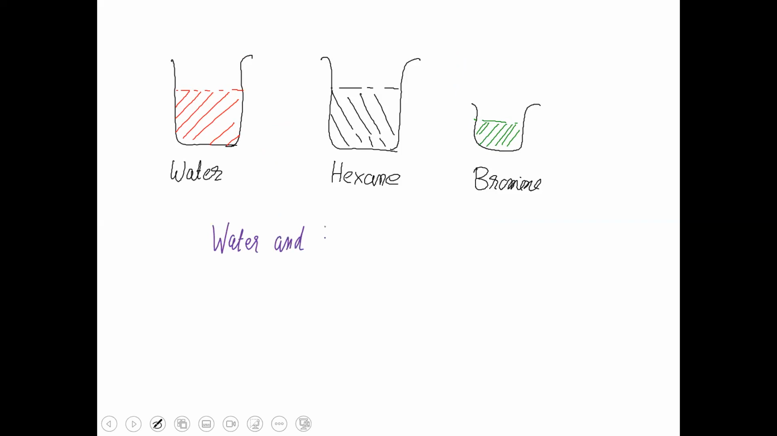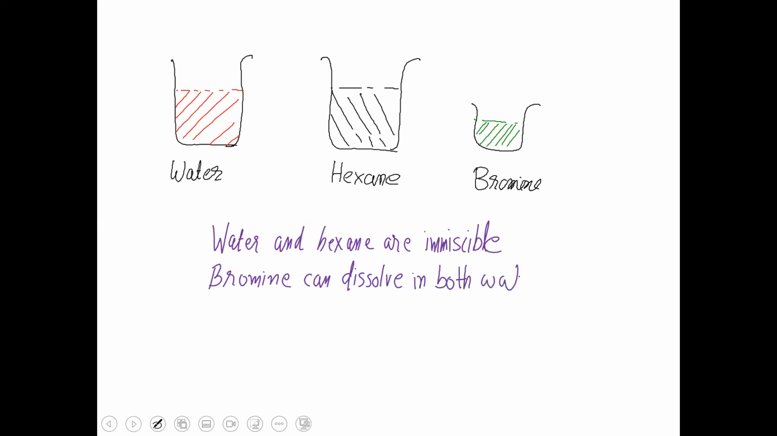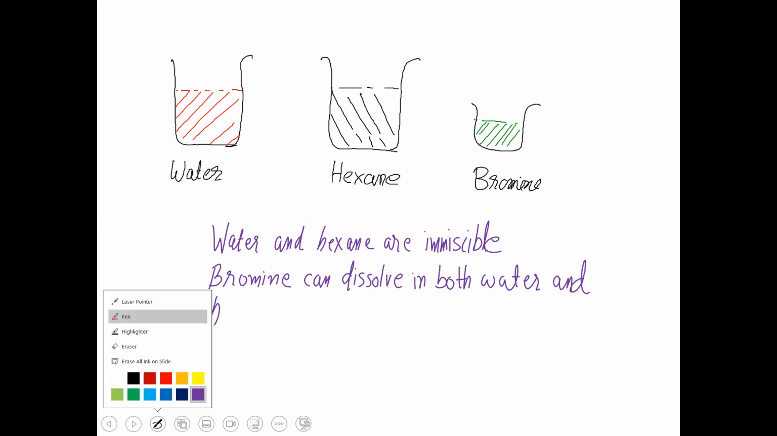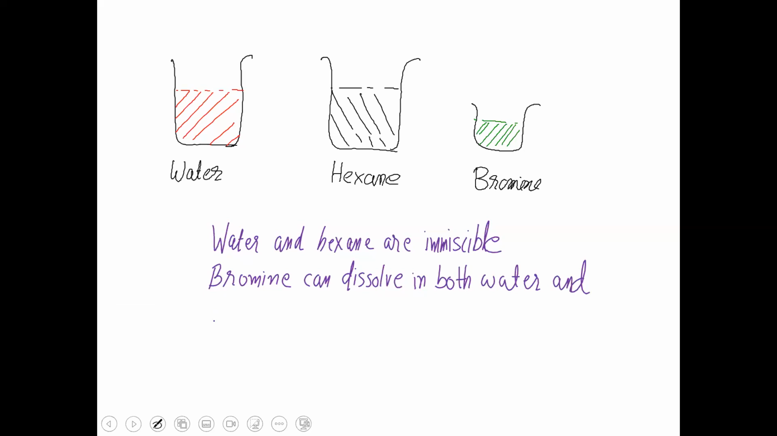Water and hexane are immiscible. Bromine can dissolve in both water and hexane. You have to copy this.